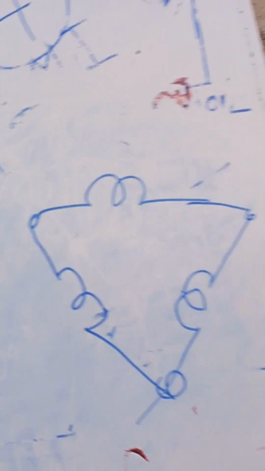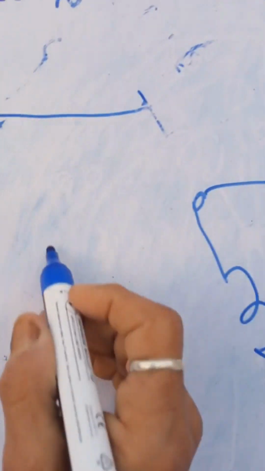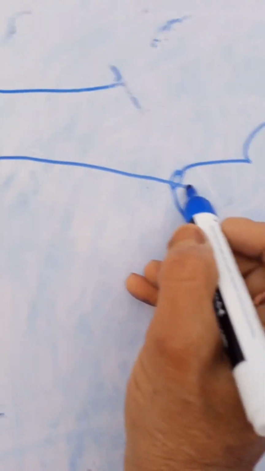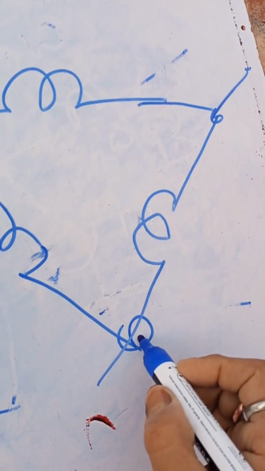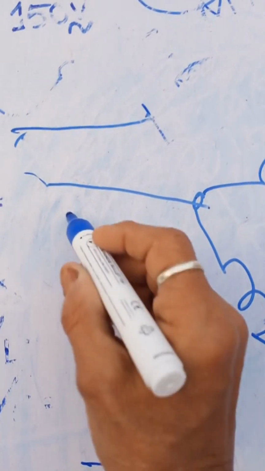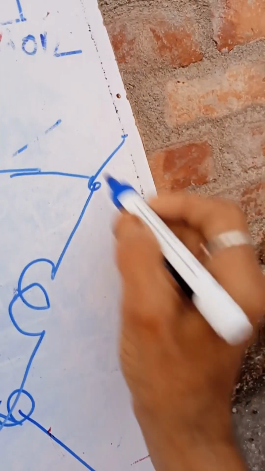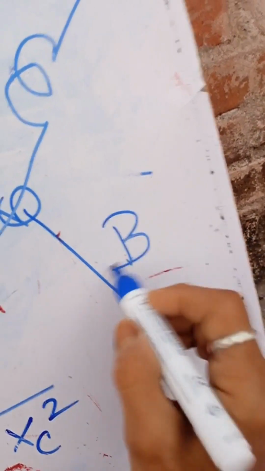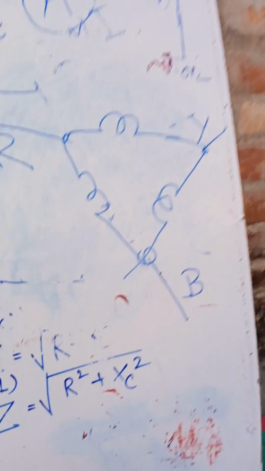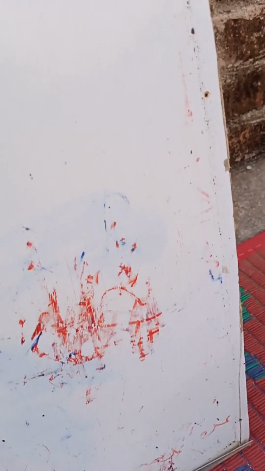This is the delta connection. Here we are giving phase 1, here phase 2, here phase 3. So this is the R phase, this is the Y phase, this is the B phase. This is called the delta connection. Clear? I think all of you are clear.